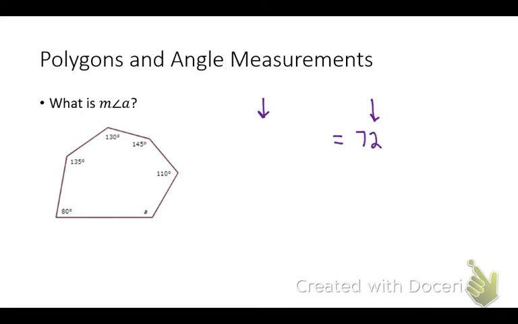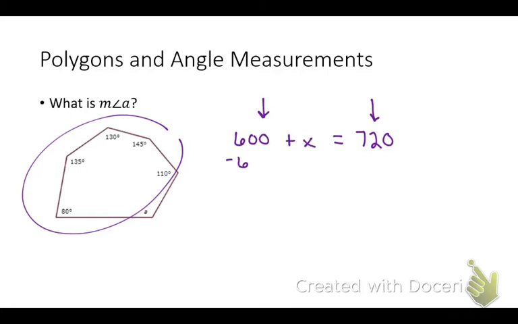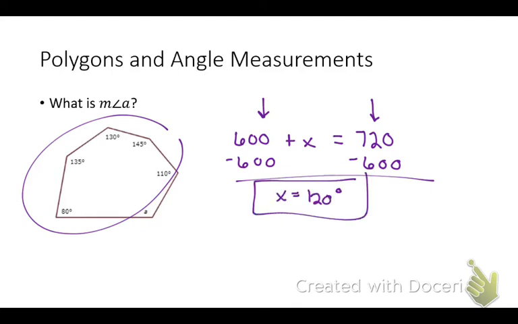Okay, so 720 was my total. When I added all the angles that I knew, I got 600 plus x. Subtract 600 from both sides, and I get x equals 120. Okay? You have one of these on your midterm, guys. Yes, go spin the spinner. All right, and that concludes part 1 of our midterm review.